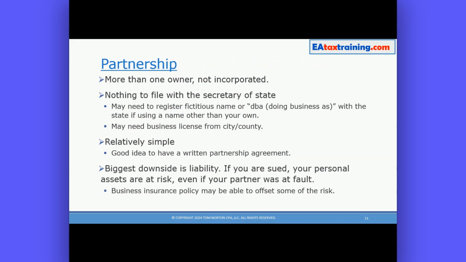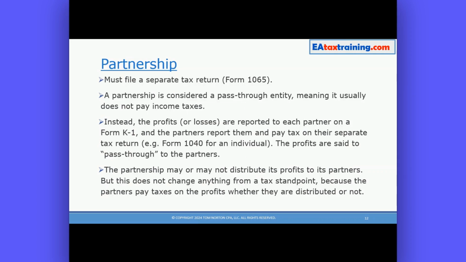The biggest downside to a partnership, again, is liability. And it's even worse with a partnership than it is with the sole proprietorship. Because if you are sued, just like with a sole proprietorship, your personal assets are at risk. But now you have to worry about things that your partner does in addition to things that you do. Let's say you've got two partners, you're equal partners. Even if you're not equal partners, it doesn't matter. Let's just say you've got another partner. Now, not only can something you do get you sued, but something they do can get you sued. But again, a business insurance policy may be able to offset at least some of that risk.